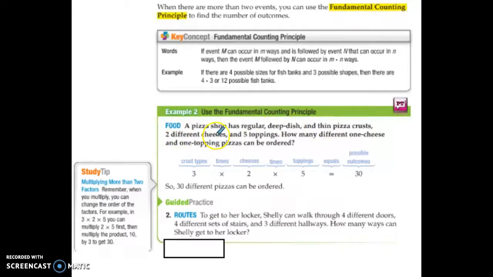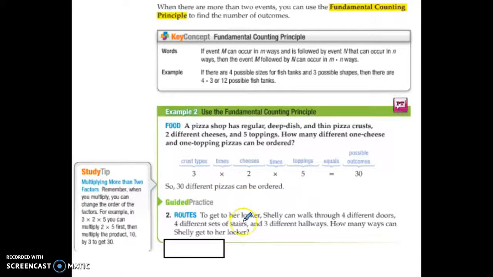It has 2 cheeses and 5 toppings. All right. So how many different crust types are there? Well, 3. How many cheeses? 2. How many toppings? 5. I multiply them together. There's 30 different pizzas that you can make. All right, 3 times 2 times 5 is 30.